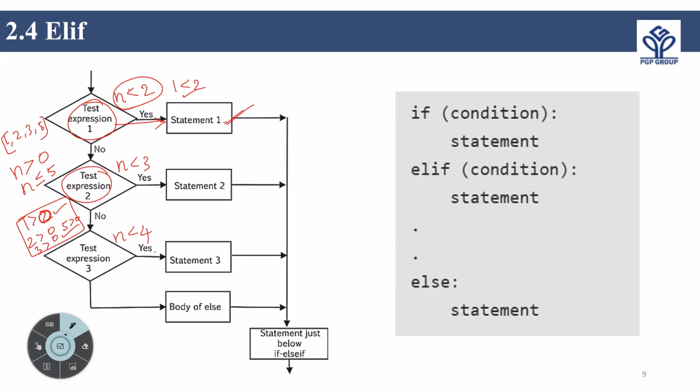Suppose we are taking n is equal to 3. 3 less than 2? This is not possible, so this is false. So we go to the next condition. This time we are checking 3 less than 3. This is also wrong, so we go to the next condition. Clear? Now 3 less than 4. This condition is true, so we go inside and print the statement 3.